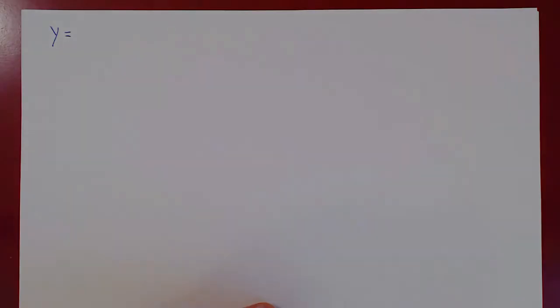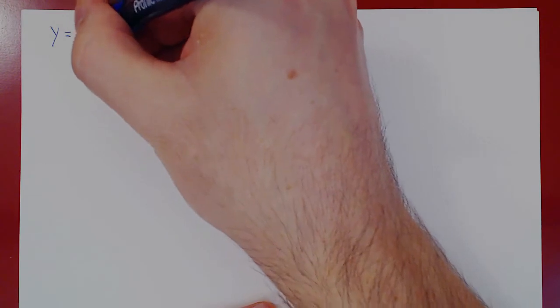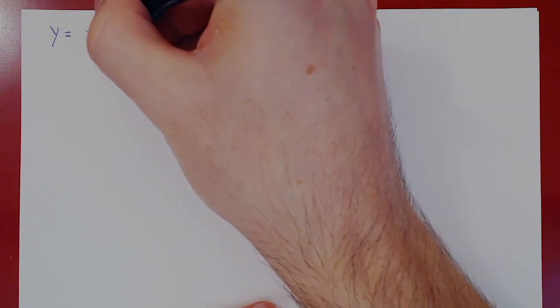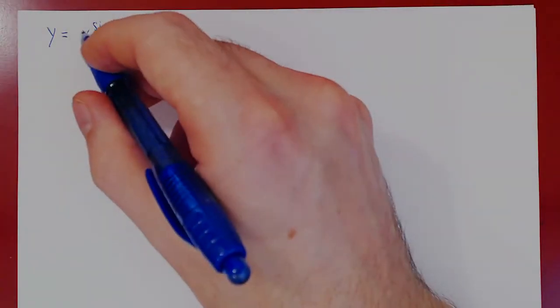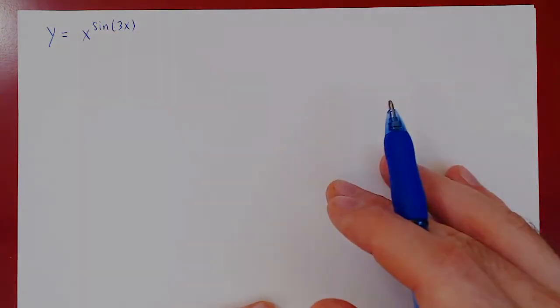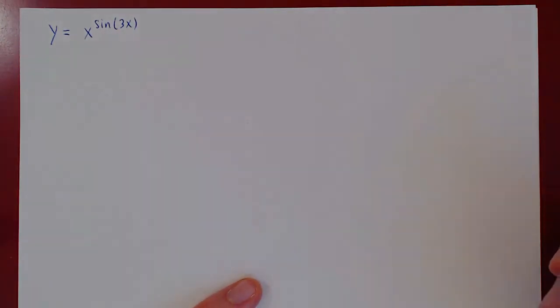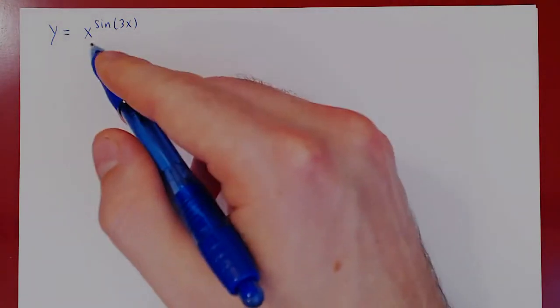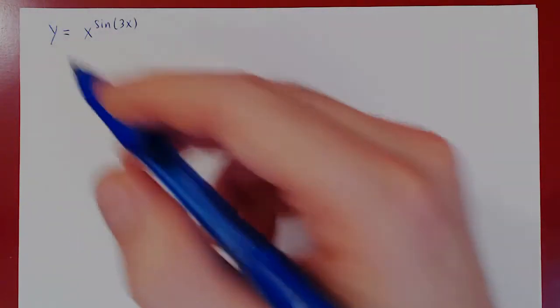Consider now the second function. Suppose we go with the function y equals x to the sine of 3x. Once again, here we have a base that's changing, that's a variable, and an exponent that's also a variable. So we cannot use here either the power rule or the rule of differentiation for exponential functions. But we know that we can take ln on both sides and then bring the power outside the ln.